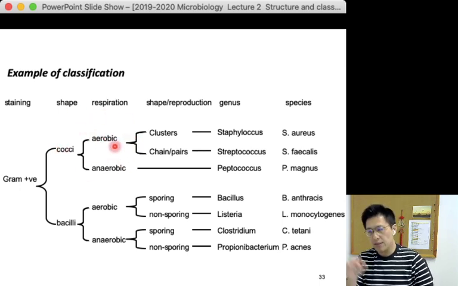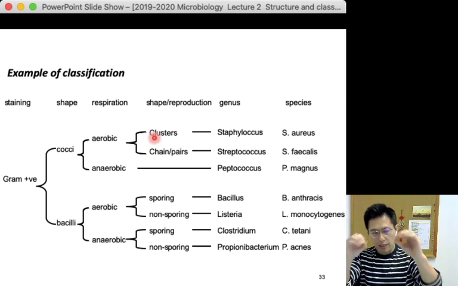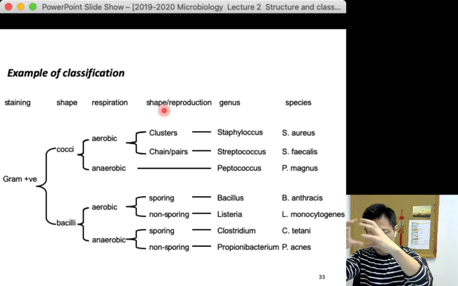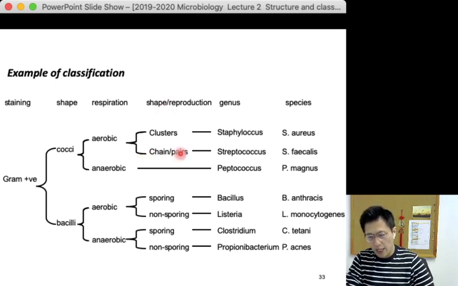Aerobic means they need a full amount of oxygen, as in air, or absence of it. And how about shape? Some are in cluster form, so there are multiple clusters. Cluster means a grape-like structure, or chains, or pairs.